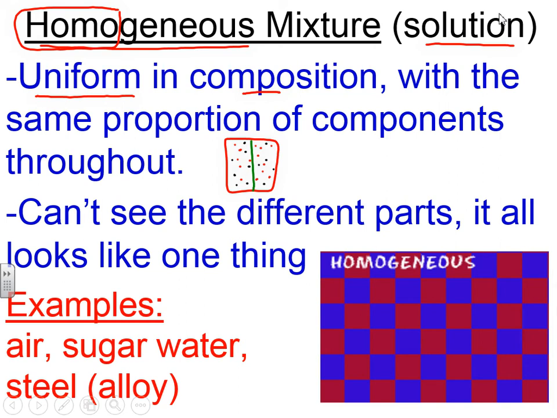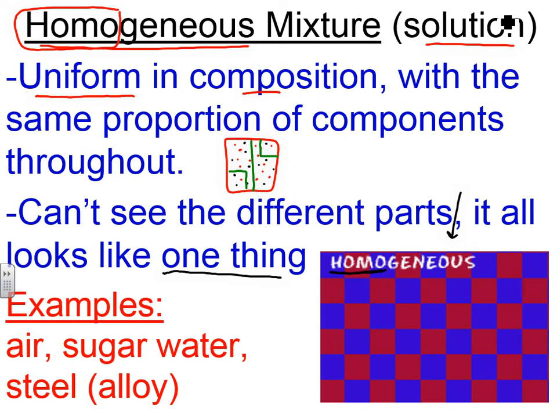It's the same throughout. Even if you check just one little corner of that mixture, you'll see that it's the same composition as any other corner of the mixture. And you usually can't see the different parts in a homogeneous mixture. It just looks like it's one thing. It looks like you only have one substance. That's because the particles are really well mixed. So an example here, a checkerboard that's perfectly alternating between red and blue would be homogeneous. Homogeneous, again, perfectly mixed, looks like it's the same thing.